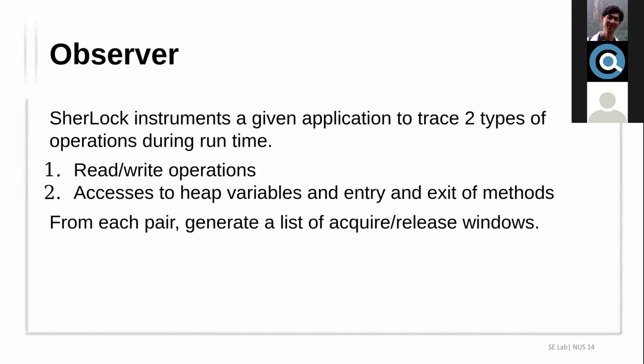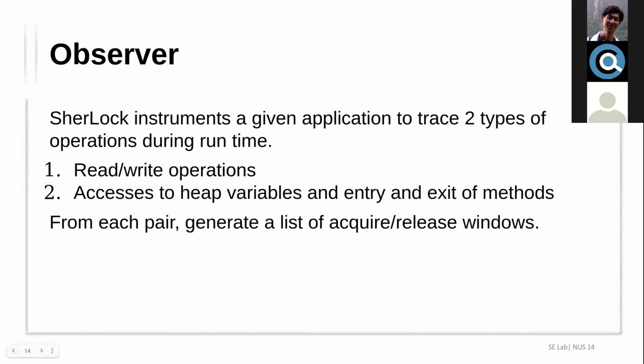It can be any pair, to be honest. It can be the entry and exit of methods also. It can be read and write operations. All of these, they will pair them up and then create this window. One of the parameters they use to filter is that if two events are very far apart during the execution timeline, they will ignore it.